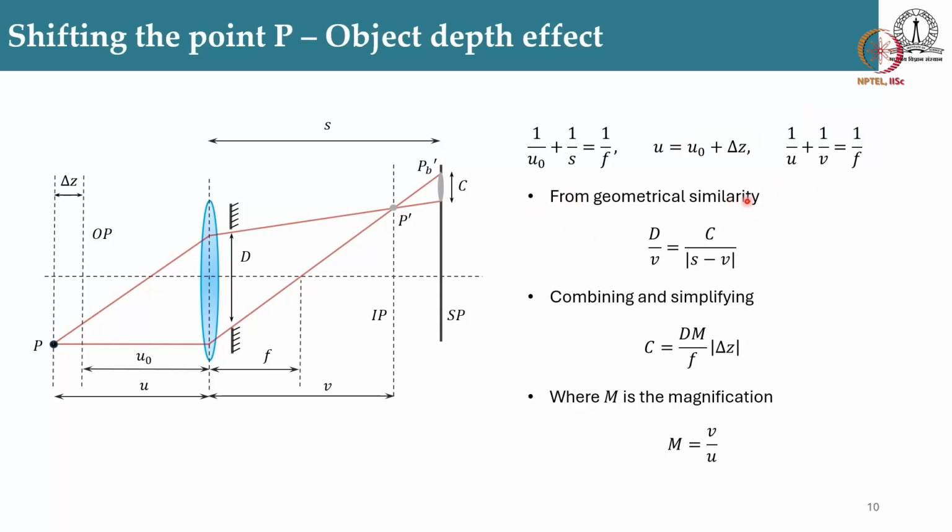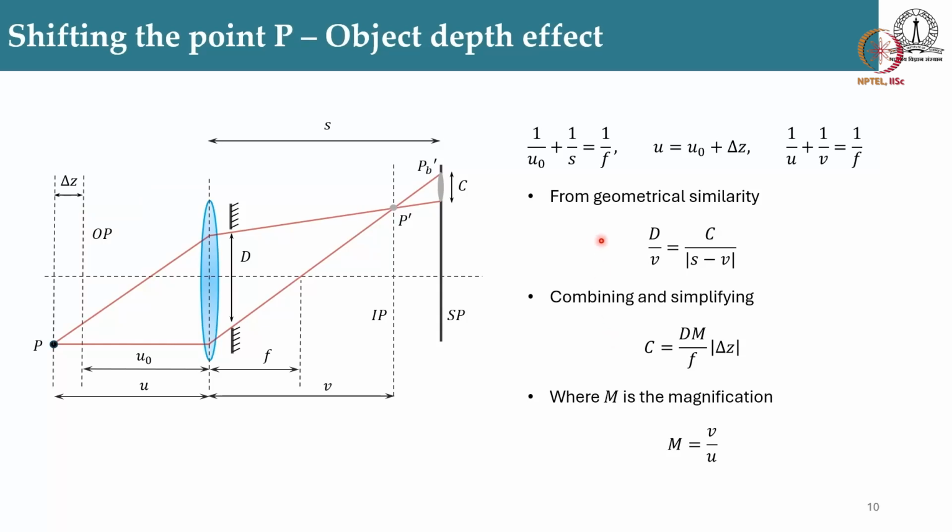Now from geometrical similarity, we can write d by v like this formula. I have mentioned the mod sign here because in the last two configurations, in one of the cases we got s minus v, in the other we got v minus s. So it is much more practical to put a mod sign here, and then even if you change s, even when delta z is 0, you can still implement this formula. So this is a more generic formula.